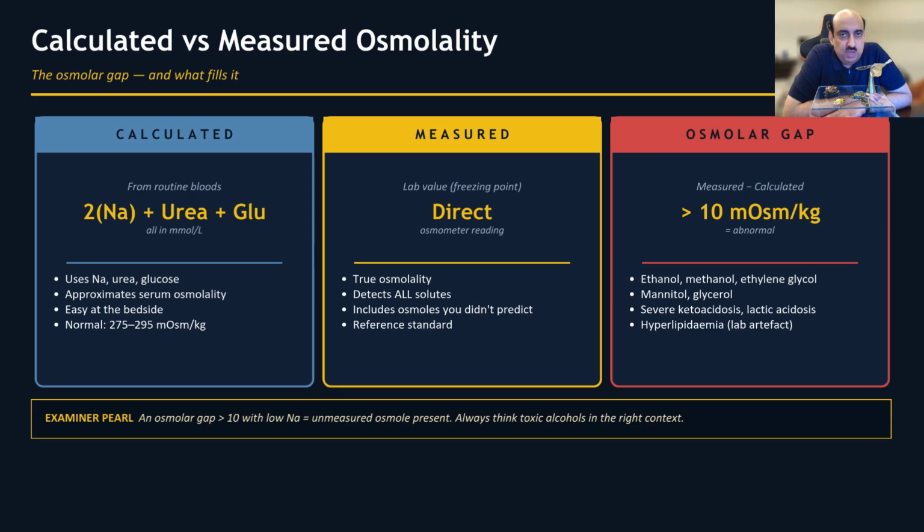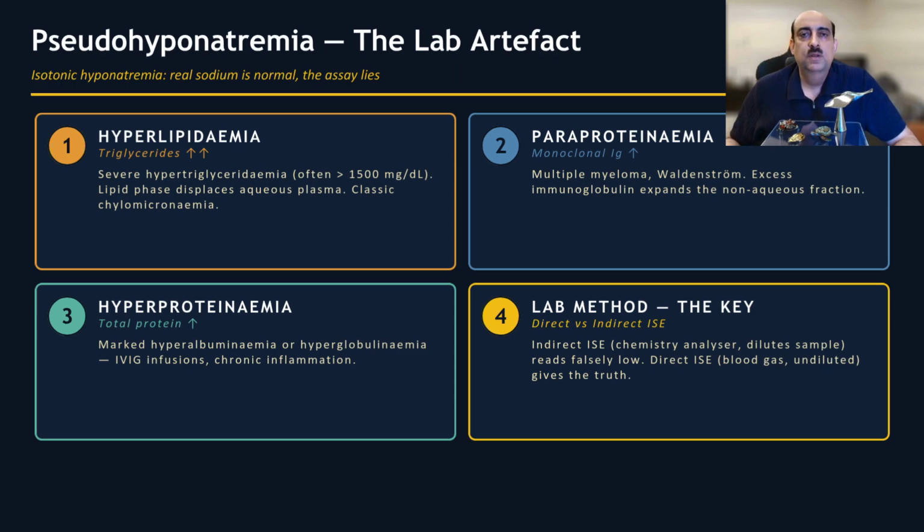For the true value, you need the measured lab result for the serum osmolality, which actually detects all the other solutes in addition to the common ones. So the gap between the measured and the calculated should not be more than 10. Anything above 10, you think about the unmeasured osmoles. Think of the toxic alcohols like ethanol, methanol, ethylene glycol, mannitol, glycerol, and also severe acidosis and hyperlipidemia.